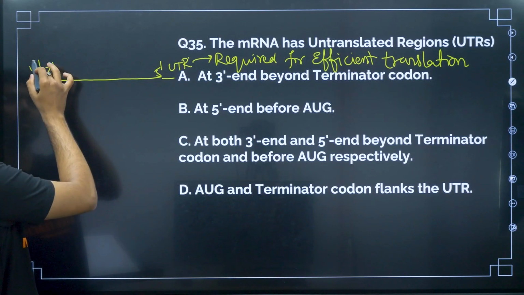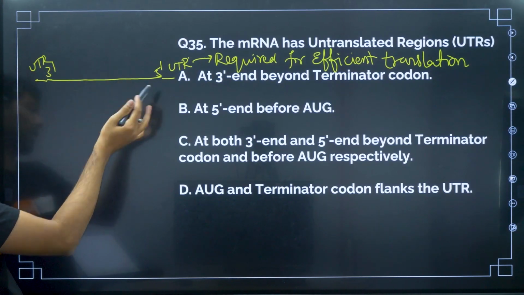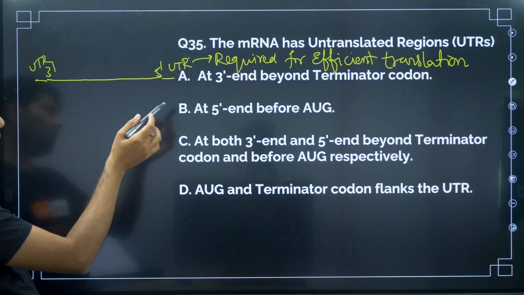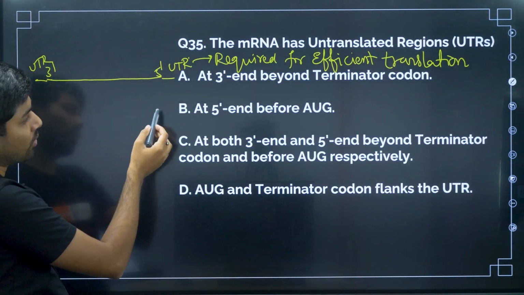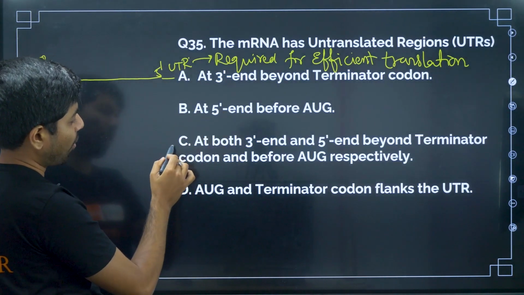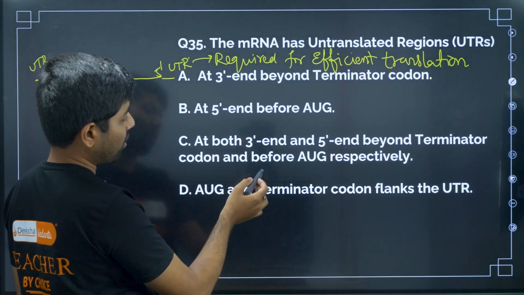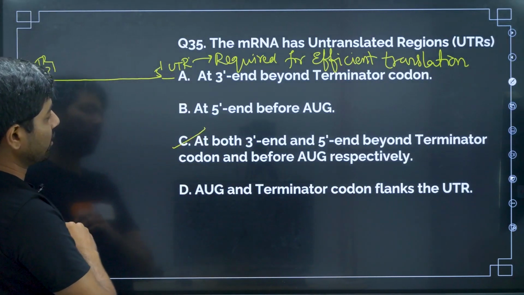So therefore, where do you see UTR? You see it on either side, at the 3' and the 5' ends. So you can see this is option C: at both 3' and 5', beyond the terminator codon and before the AUG respectively, correct?